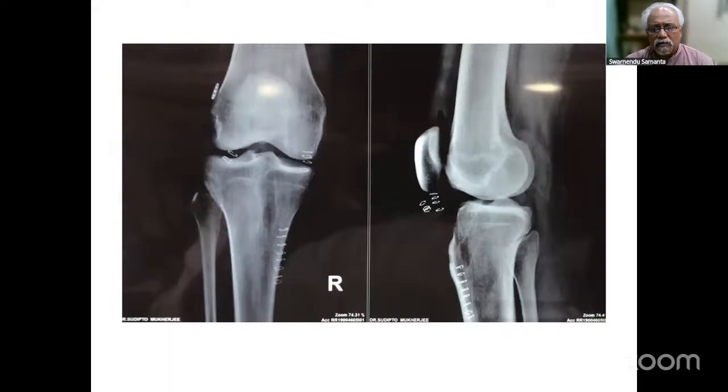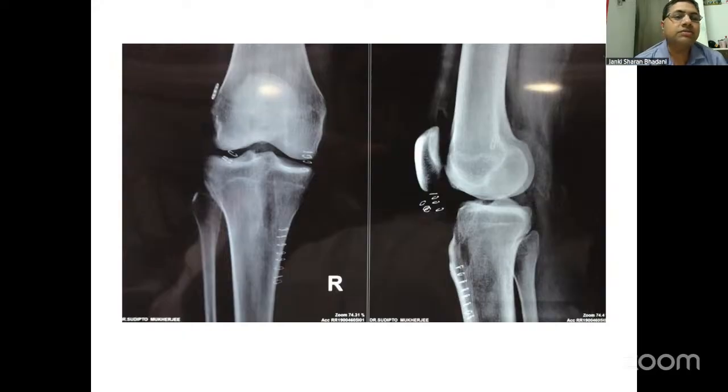Anybody can volunteer this X-ray? I think Piyush will tell it. Prasanjit or Piyush, because those having thesis over is Prasanjit. Okay, I will guide you.